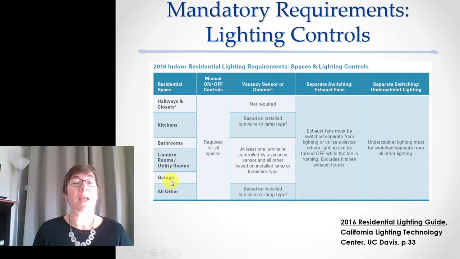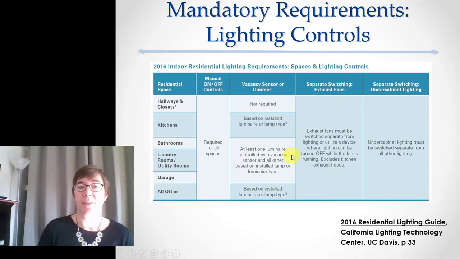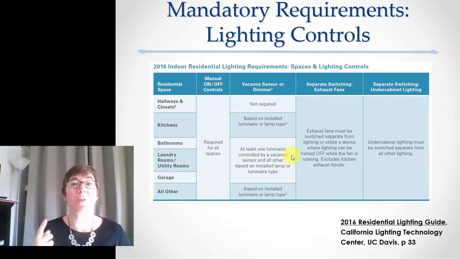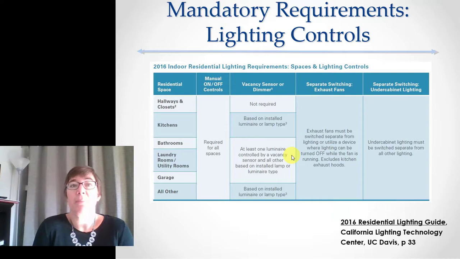Bathrooms, laundry rooms, and garages. This is the little bit tricky part. At least one luminaire, or lighting fixture, must be controlled by a vacancy sensor. So in your bathroom, you've got to have at least one light fixture that's controlled by a vacancy sensor. All other lights in the room, you could have multiple different lights, can be switched manually, vacancy sensor, motion sensor, any other way that you like. But you've got to have at least one that has that vacancy sensor.